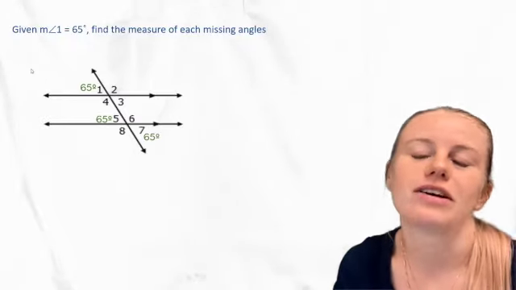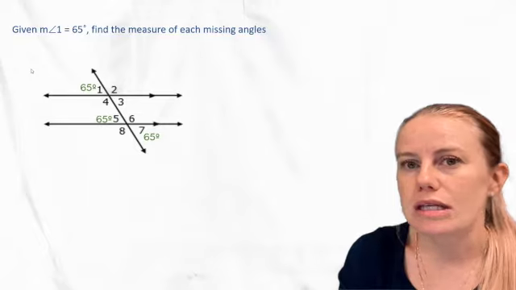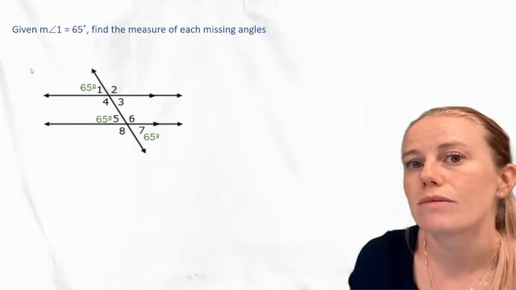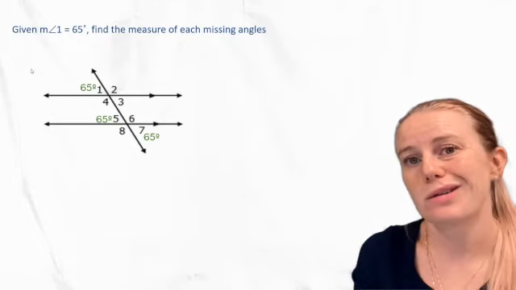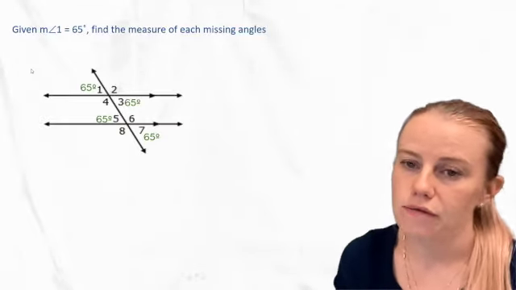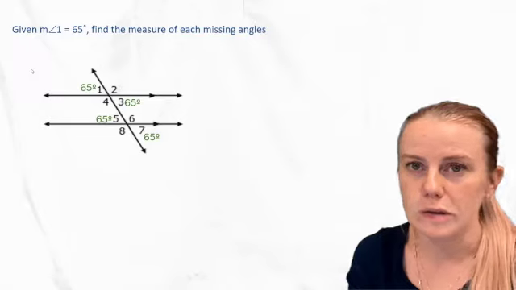So what's a corresponding angle to angle 7? Same side of the transversal, same position on the line. Well, that would be angle 3. So 3 also has to be 65. So now let's find all the other angles.